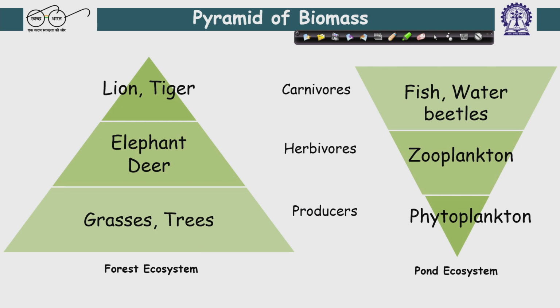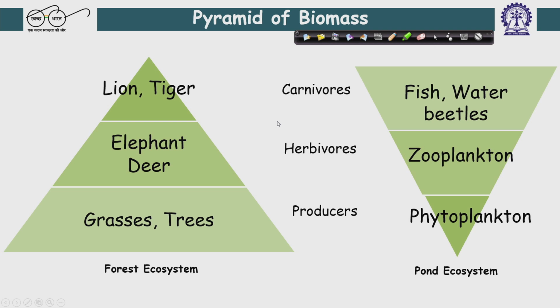Now, the same thing we can look at in terms of forest ecosystem and the pond ecosystem. In forest we have grass and trees, again those are the producers. Then herbivores we have elephant, deers and all that. Carnivores we have the lion, tiger.